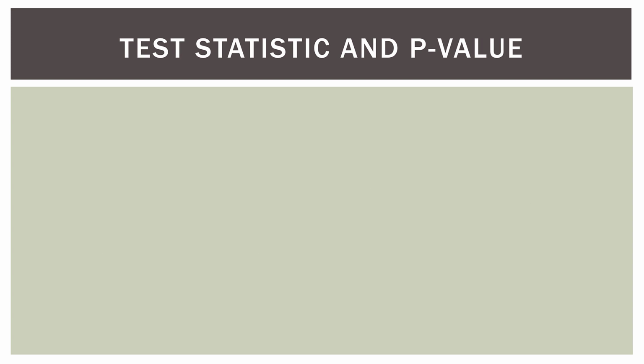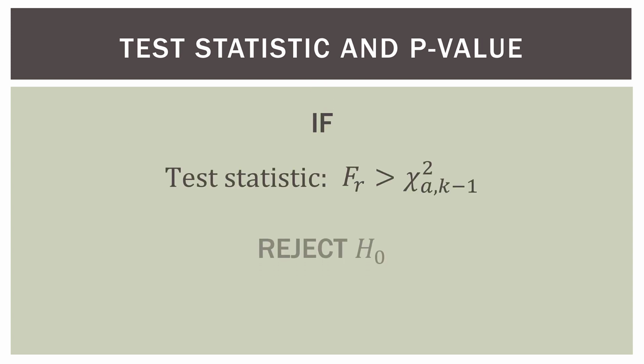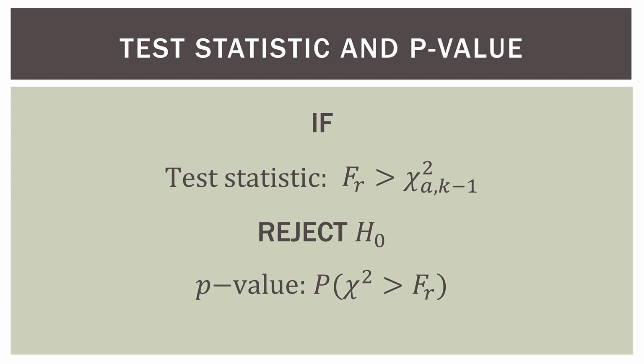So for the test, we ask this. If our test statistic, F sub r, is greater than the chi-square value at our chosen alpha level with k minus 1 degrees of freedom, if that is larger on the left than on the right, we'll reject the null hypothesis. And we would say that in this case, the 4 treatments are not equal.